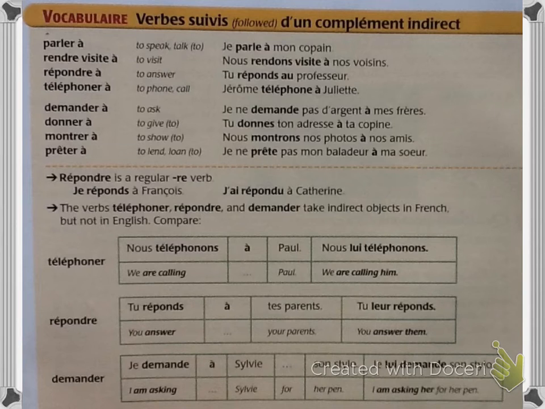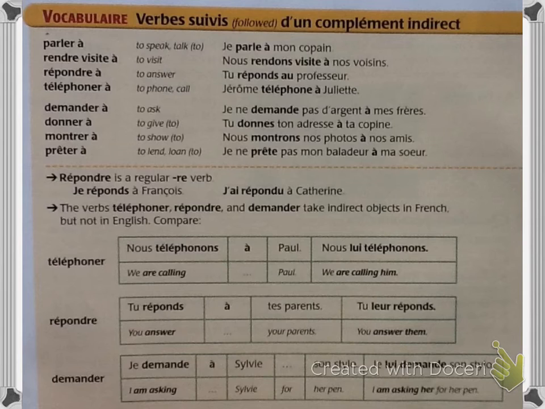Demander à. Je ne demande pas d'argent à mes frères. Donner à. Tu donnes ton adresse à ta copine. Montrer à. Nous montrons nos photos à nos amis. Prêter à. Je ne prête pas mon baladeur à ma sœur.